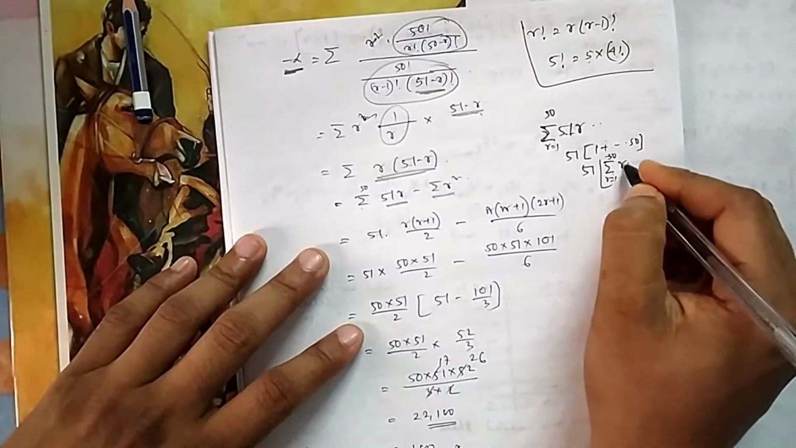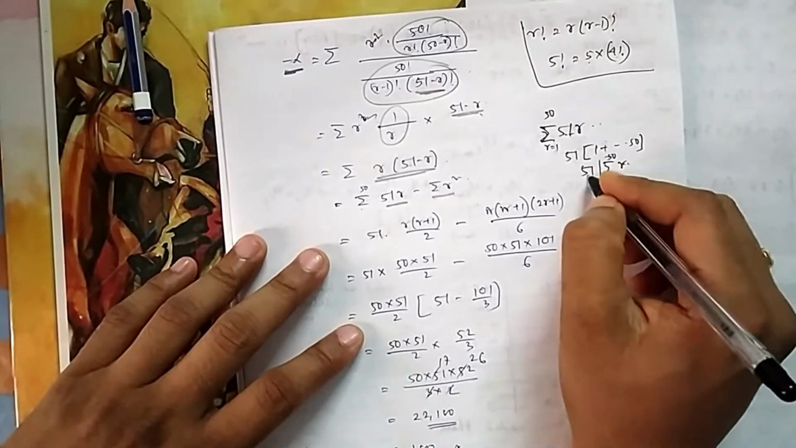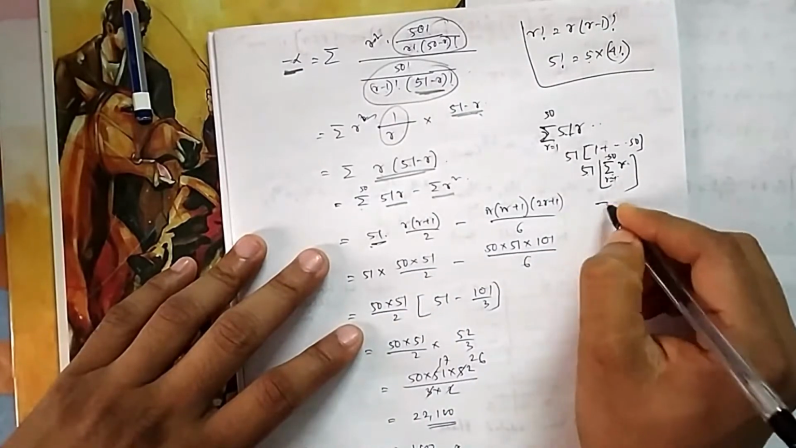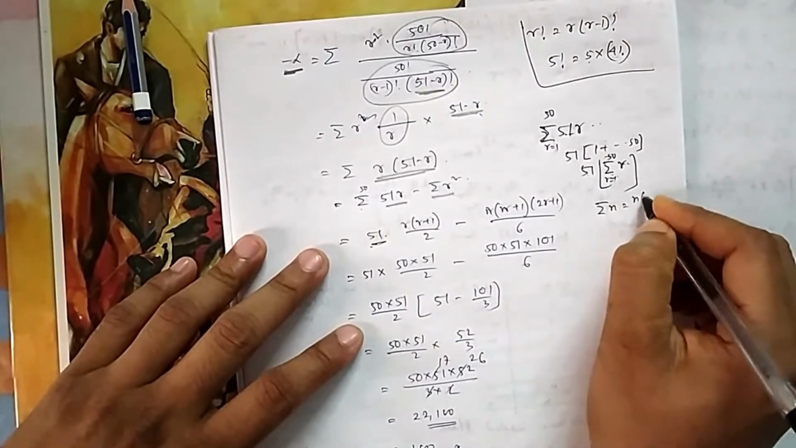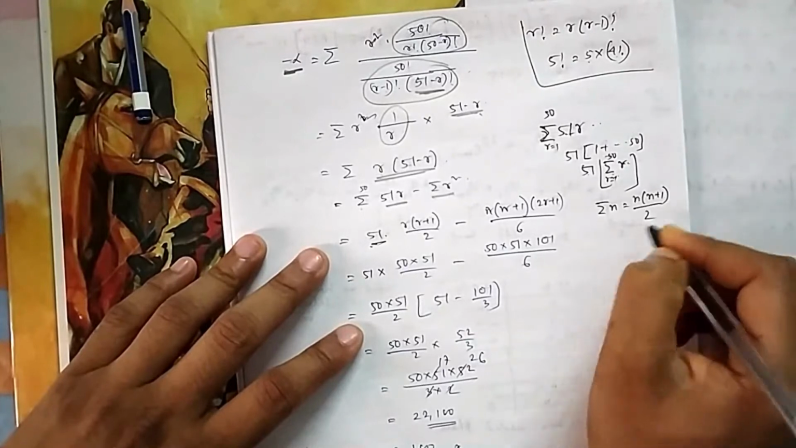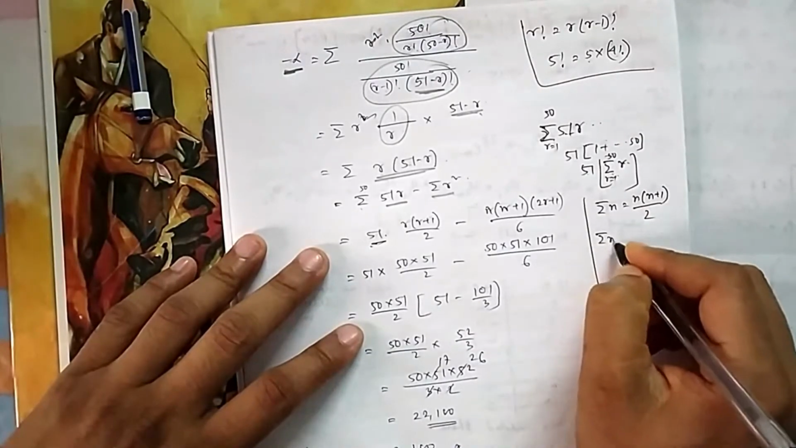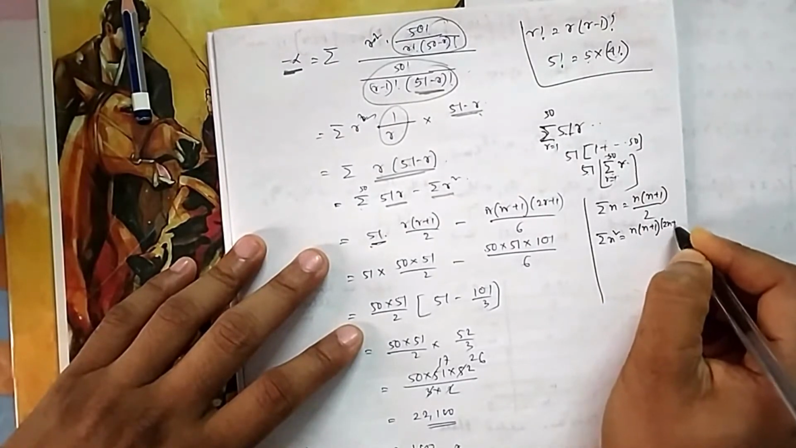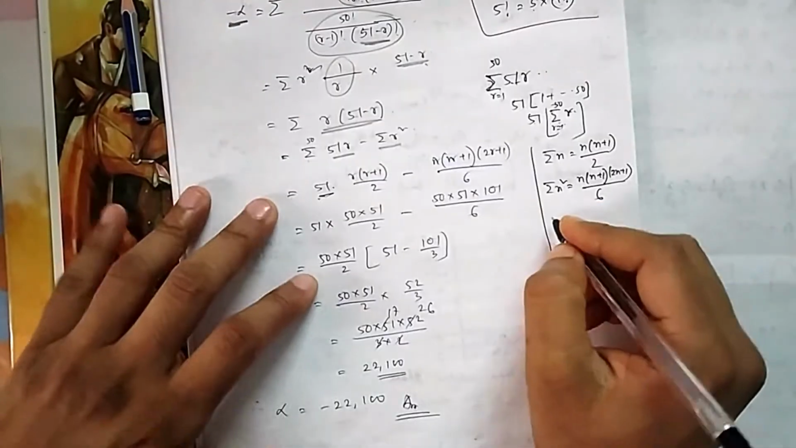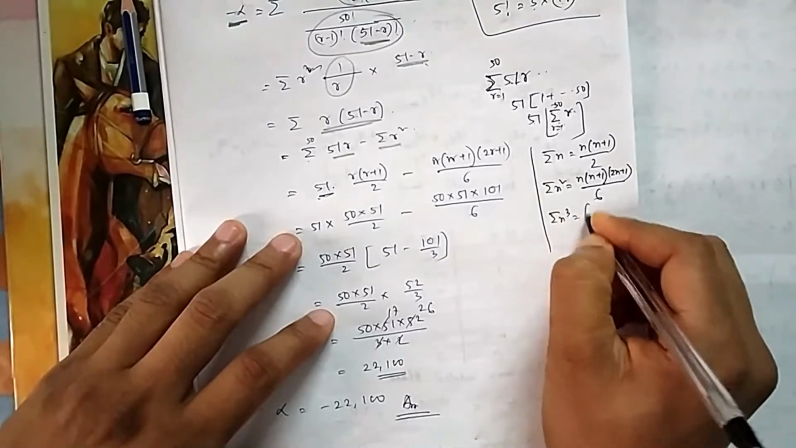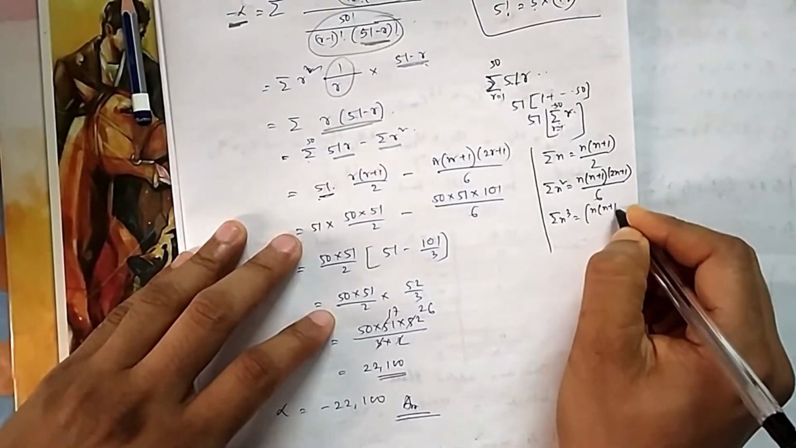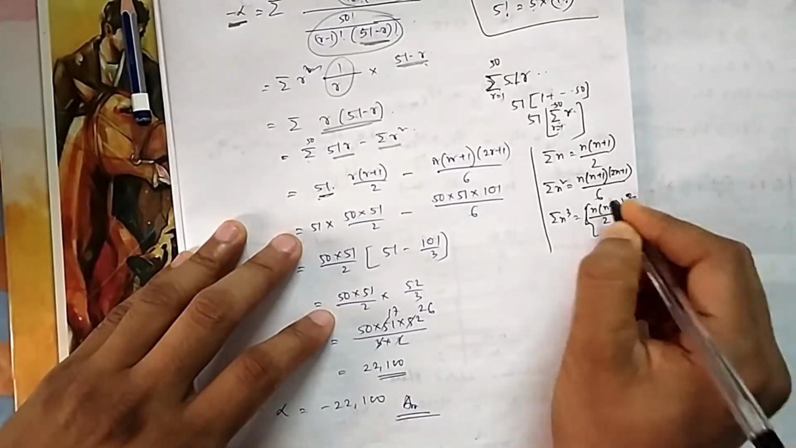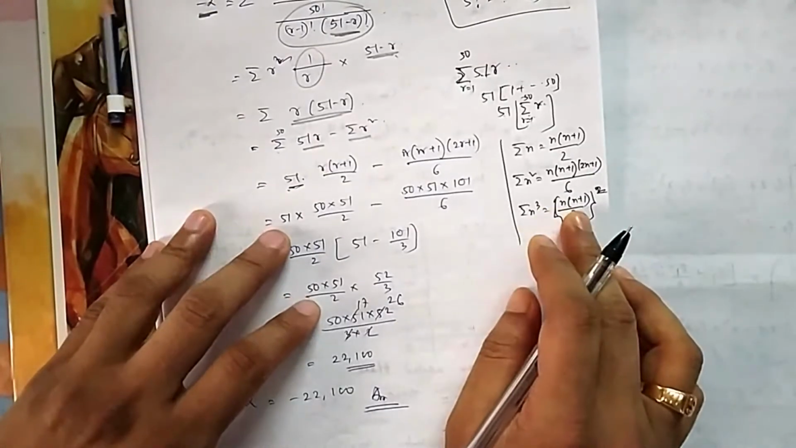Summation of r, where r equals 1 plus 2 plus 3, everywhere 51. So 51 can be taken outside, and it is summation of r. You remember summation of n is equal to n into n plus 1 by 2. This we will find in sequence and series. Summation of n square is equal to n into n plus 1 into 2n plus 1 by 6. And summation of n cube is n into n plus 1 by 2 whole square. So remember all these three formulas, that will be helpful while we are expanding.